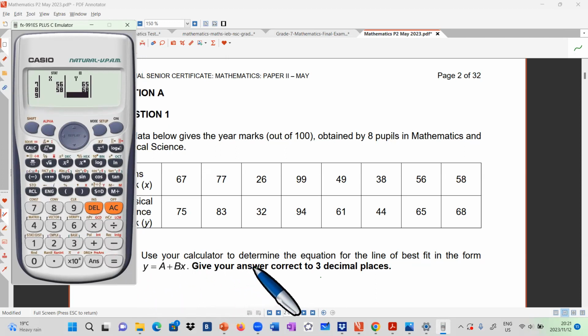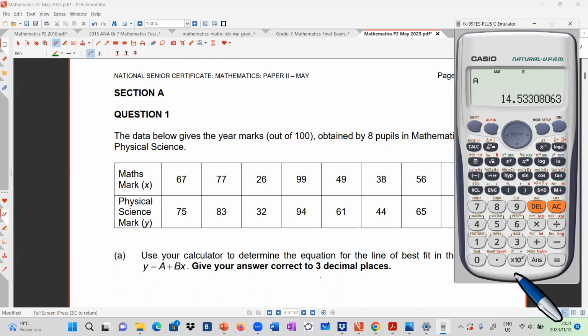Use your calculator to determine the equation for the line of best fit in the form a plus bx. So to do that, we need to first get the values of a and b. So we're going to press shift 1. Regression analysis is 5. And we're interested in a, which is 1, equals. Right, you can see that a is 14,533. So we're going to write that one down.